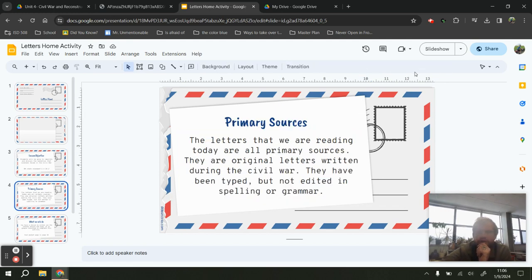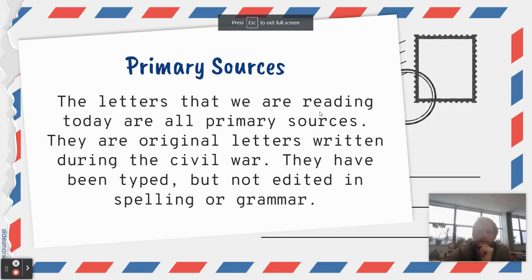Quick word about our primary sources. All the letters that we're reading today are from primary sources. They are original letters that were written during the Civil War. They have been typed, but they have not been edited for any sort of spelling or grammar mistakes. Lowercase i's are lowercase i's. All the words that are spelled incorrectly are the original spellings of the words that the author wrote. Some spellings are just wrong. In others, the way that we spell the words has changed, so they could have been right at the time, but now they are not.